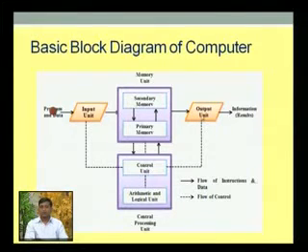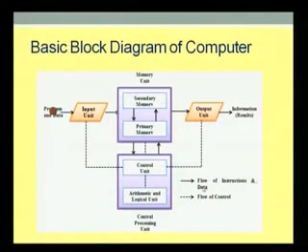In output we get the information as a result of processing. Here you can see this strong line represents the information or the data which is transferred from one unit to another unit, while this dashed line represents the transfer of control. How this works, let us illustrate using some animation.